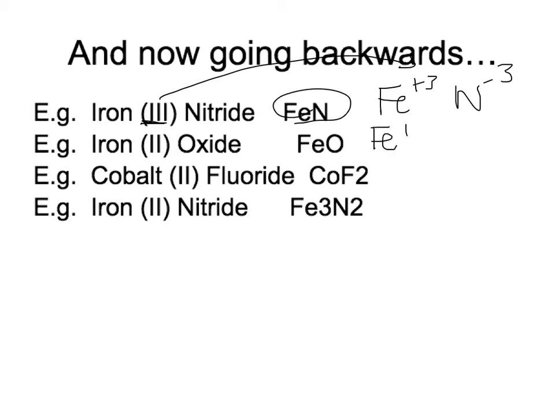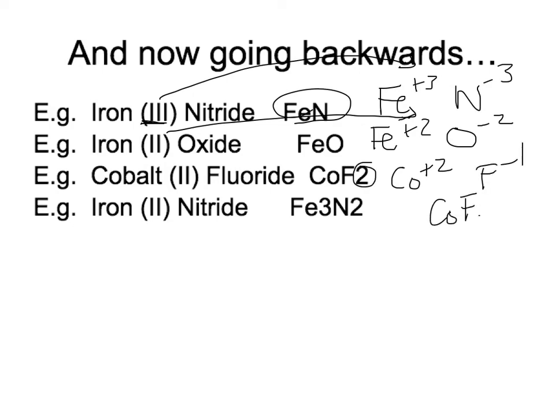Again, iron 2 oxide, that +2 is coming from that Roman numeral 2. Oxygen we know is a -2, 1 of each. Cobalt 2, I know that means there's a +2, and I know fluorine's a -1. So it makes sense, I'm going to need to have 2 fluorines.